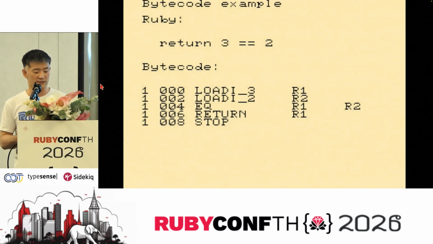Don't worry about the left 2 columns, but if you look at the right 3 columns, the first line says load the integer 3 into register 1. R1 is the right-hand side. And the second line says load integer 2 into register 2. And then the third line says run the equality operator between register 1 and register 2. It's implicit, but this equality instruction overrides register 1 and stores that value into register 1. And return register 1 is the following line. So it expands into those steps when you have simple Ruby code like this.